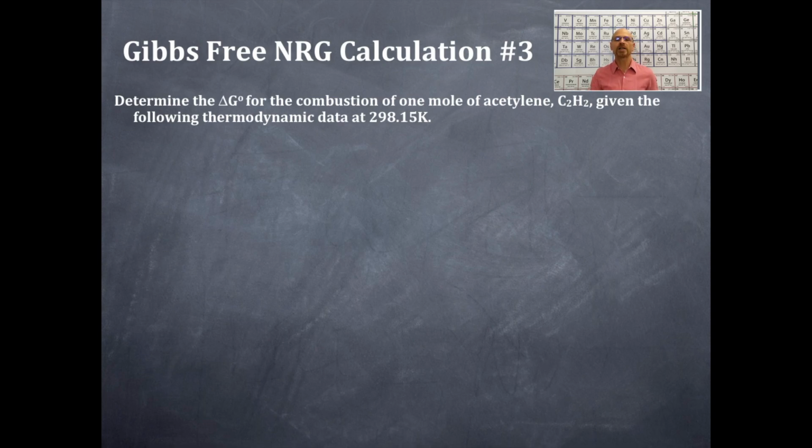So the first thing I want you to do is try to write a balanced chemical equation for the combustion of acetylene. You know that we have acetylene torches and they're super hot. Alright, so pause that video, balance that equation, and then restart it once you have balanced it.